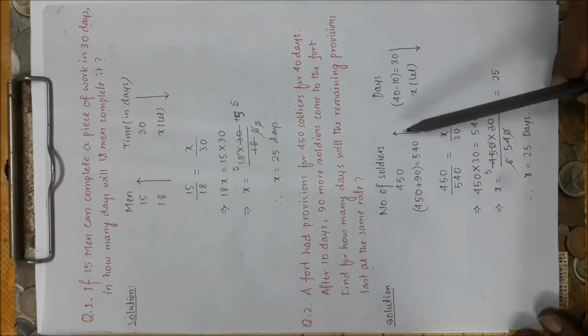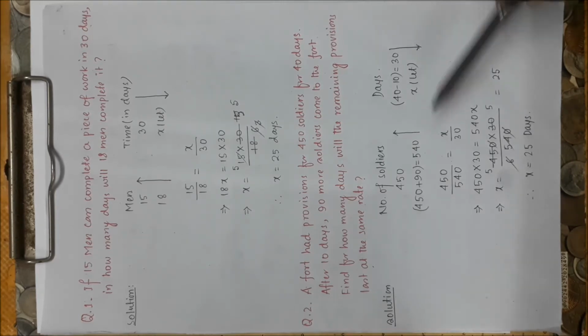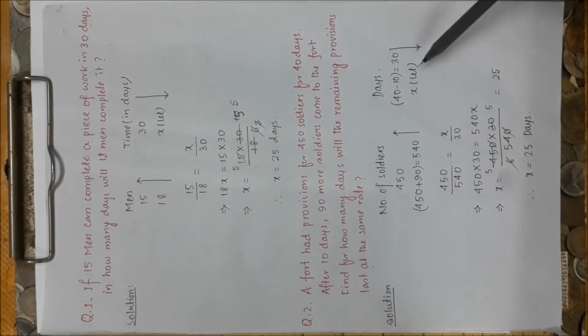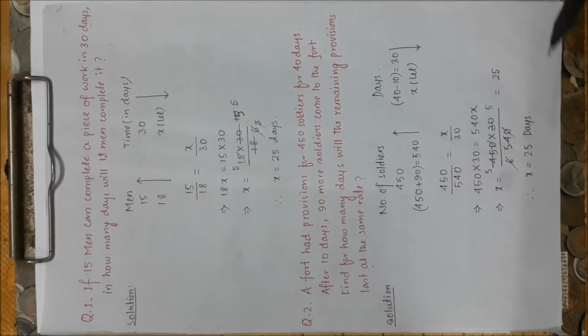That means if the number of soldiers increases, obviously the provision that would last for 30 days will no longer last for 30 days, it will decrease. So the downward arrow represents that the number of days the provision lasts is going to decrease. So this is again the case of inverse variation. So we'll write 450 by 540 equals x by 30, inverse variation.